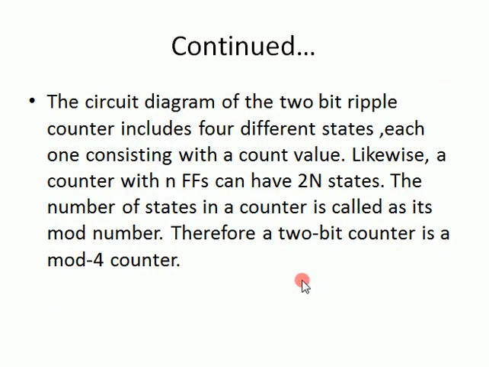Now the circuit diagram of the 2-bit ripple counter includes the 4 different states. Why the 4 different states? As we have the combination 00, 01, 10 and 11. That's why we say that there are 4 different states, each one consisting of a count value. Likewise, a counter with n flip-flops can have 2^n states. The number of states in a counter is called its mod number. Therefore, a 2-bit counter is a mod 4 counter.